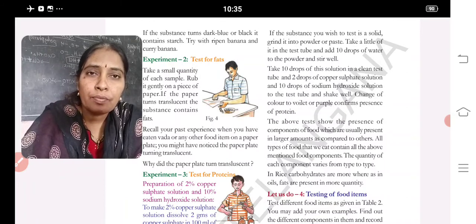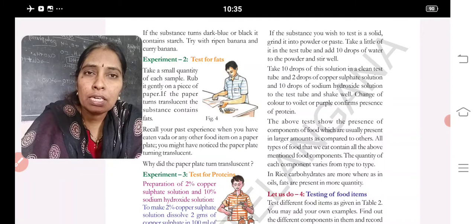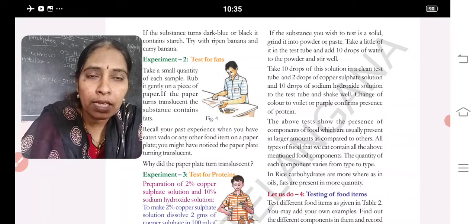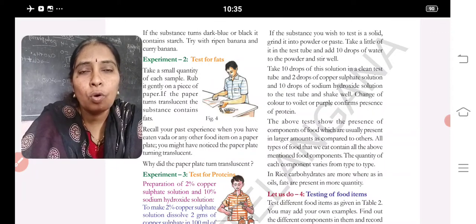Take 2 grams of copper sulfate pellets, that is, pieces or crystals, and dissolve in 100 ml of water. Then the copper sulfate solution is ready. And take 10 grams of sodium hydroxide and dissolve in 100 ml of water. Then the sodium hydroxide solution is ready.